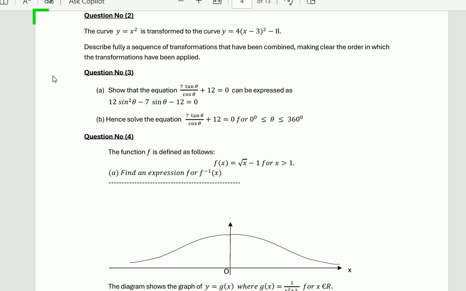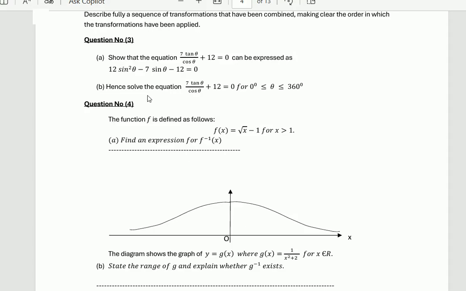Question number 3: show that the equation 7 tan theta over cos theta plus 12 equals 0 can be expressed as 12 sin square theta minus 7 sin theta minus 12 equals 0. For part B, hence solve the equation 7 tan theta over cos theta plus 12 equals 0 for 0 less than or equal to theta less than or equal to 360.